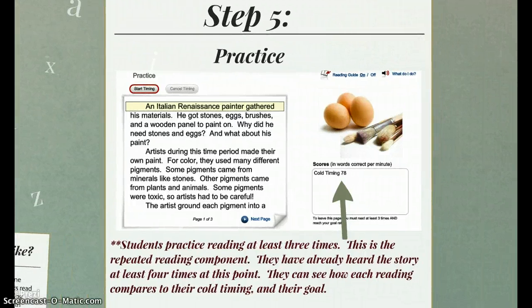Step five, that's the practice. So their cold timing is always available to them, and then they get to practice for 1 minute each time. If they don't remember how to read a specific word, they can click on it and have it read for them. And so, again, this is done 3 times with the option of doing more than 3.